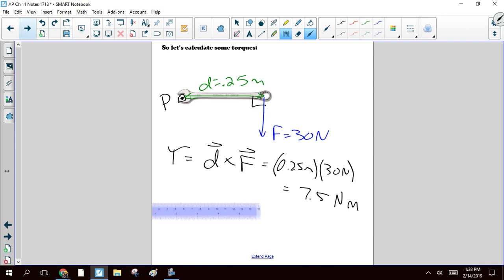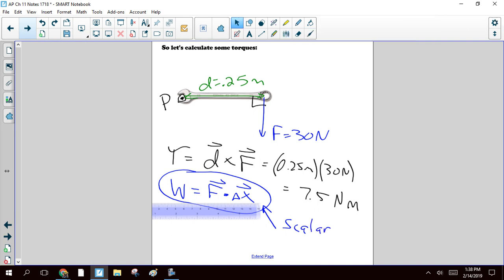Now, here's the deal. When we did work, we learned that work was force dot displacement, and it gives you the same units. But the difference is this is what's called a dot product. It's a scalar product, and so the answer that you get here is exactly that. It's a scalar. It doesn't have direction.